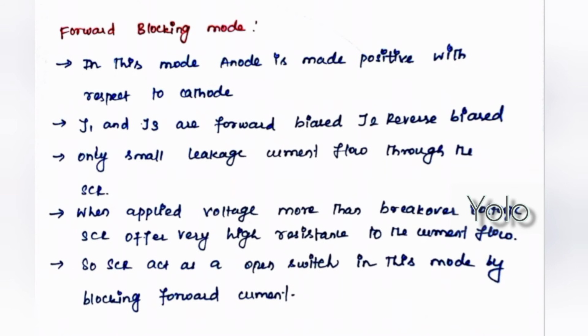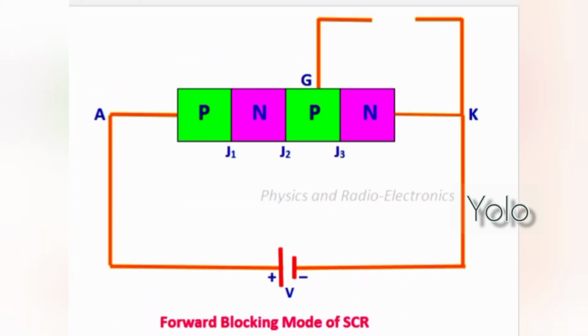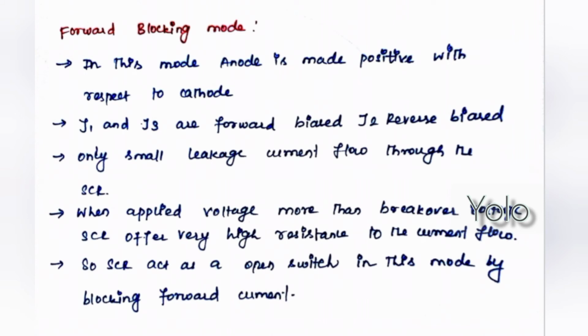Now let us see the operation of forward blocking mode. In this mode, the anode is made positive with respect to cathode. J1 and J3 are forward biased, J2 is reverse biased. A small leakage current flows through the SCR. When applied voltage is less than the breakover voltage, SCR offers very high resistance to the current flow. So SCR acts as an open switch in this mode by blocking the forward current.